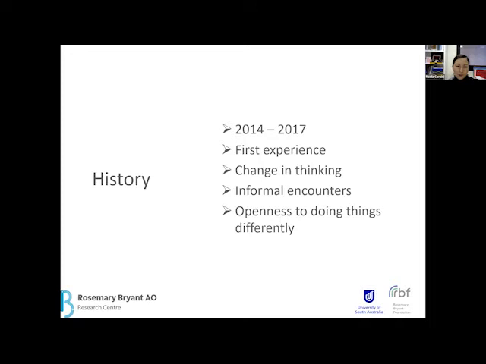So what this taught me was that in general, and for me personally, I needed to approach the research in a slightly different way. But at this stage, it didn't occur to me that this is something I could do with consumers. I was still thinking quite inwardly, although my path had definitely changed as a result of this experience. I was much more open to the idea of doing things differently.